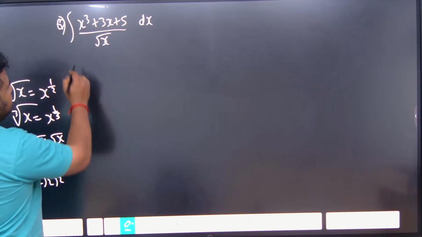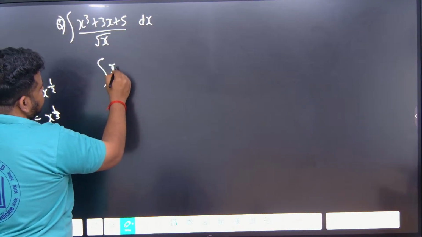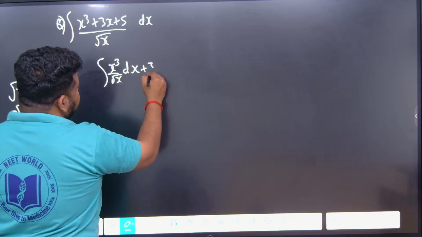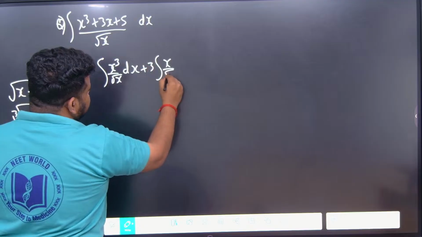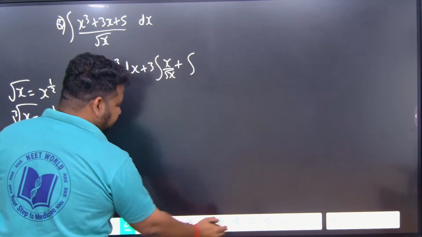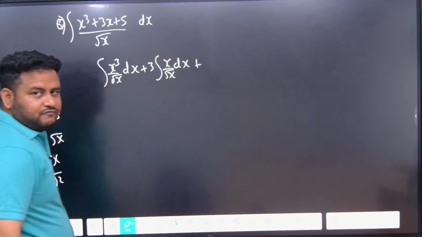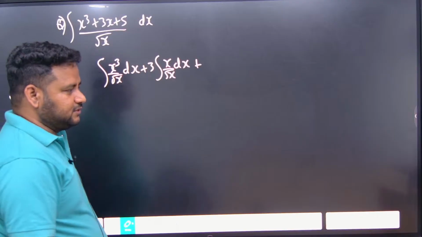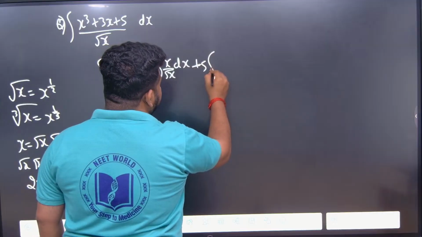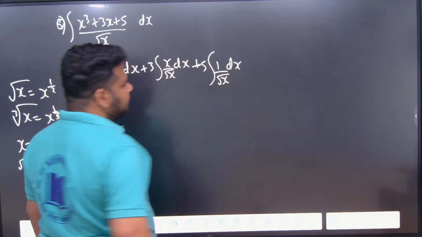So see here what I can do. Here also I will separate and integrate it. So I can write this as integral of x cube by root x dx, plus 3 into x by root x dx, plus integral of 5 into 1 dx by square root of x. I will separate and divide it first. Everywhere dx should come. That is very important, you write dx, the variable of integration should be there.